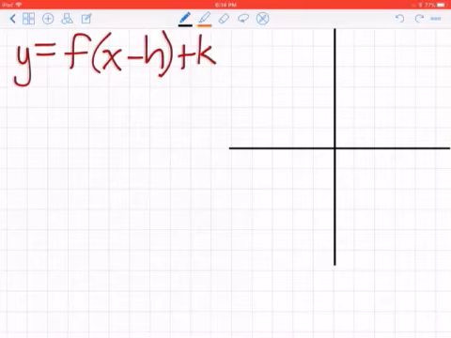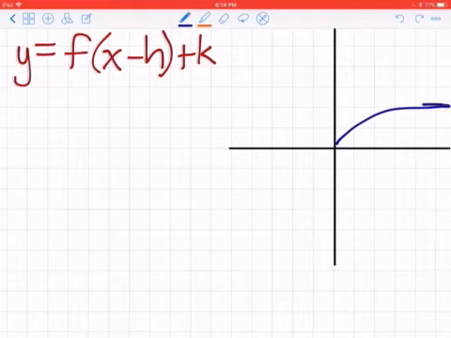So the first thing we're going to want to remember when we're looking at graphing a function y equals f at x minus h plus k, regardless of what that function is. So recall it could be the quadratic function, it could be the absolute value function, it could even be the root function. So we're going to look at this as being the root function for this example.